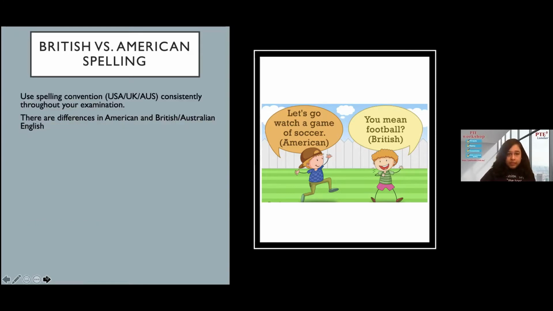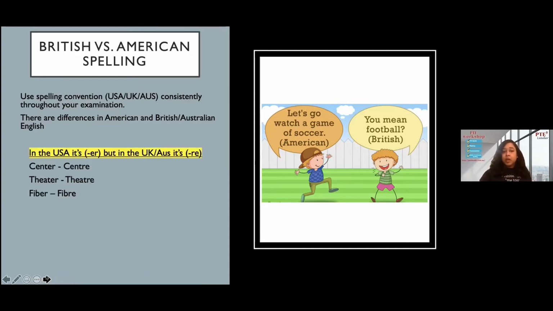So use a spelling convention, whether you want to follow the USA one, the UK one, or the Australian one, but be consistent in that. In Australia, we follow the British rules. So if you follow the British one, you don't have to worry about anything extra for Australian spelling, because in Australia we usually follow the British spelling rules.